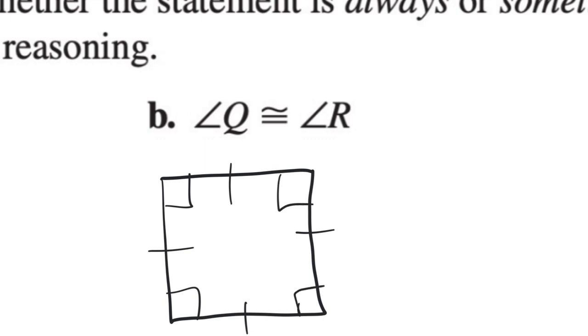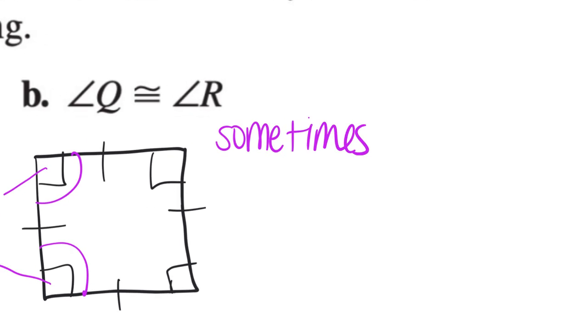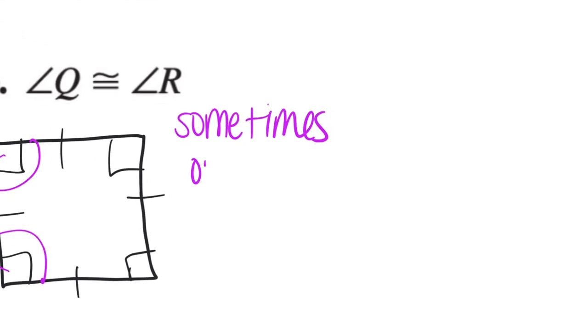Then this would be true, right? Because then you would have a 90-degree angle here, a 90-degree angle here. They still add up to 180, but they're also congruent. So for this one, I'm just going to say sometimes, because it's not always true. It would have to be a square in order for that to be true, right? And then as far as explaining the reasoning, you could just say only if the rhombus is a square.